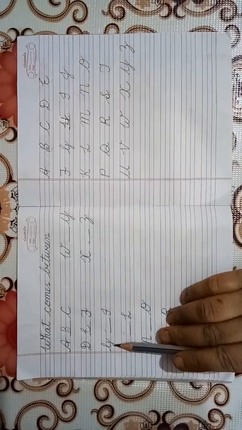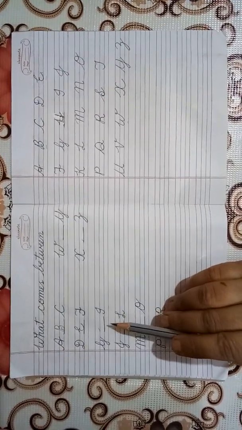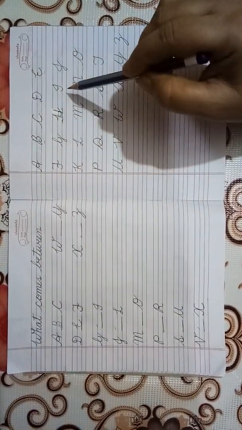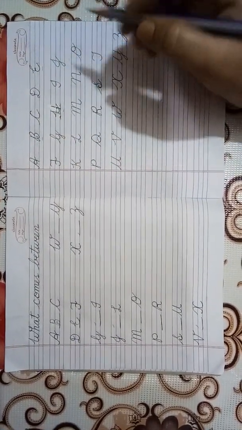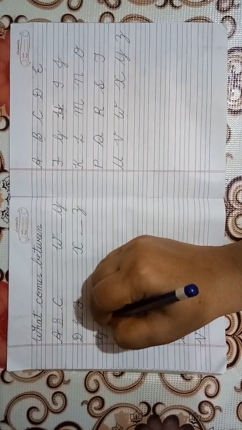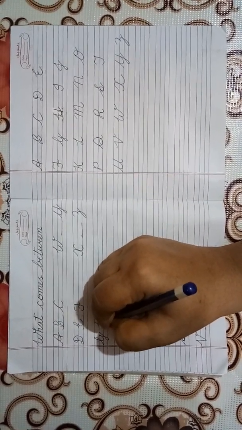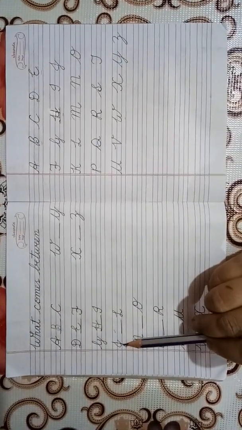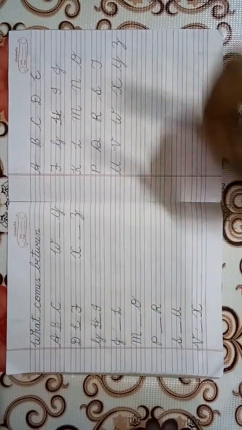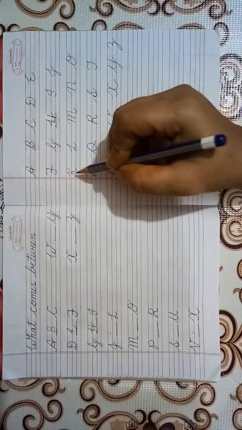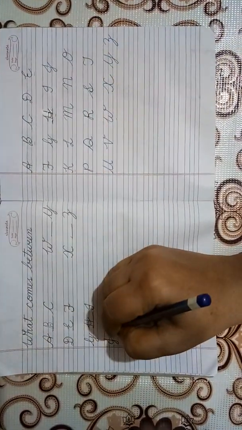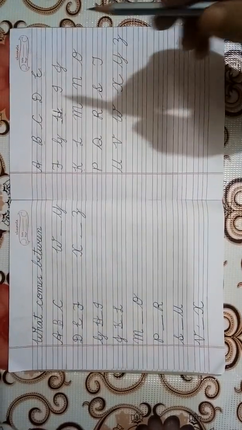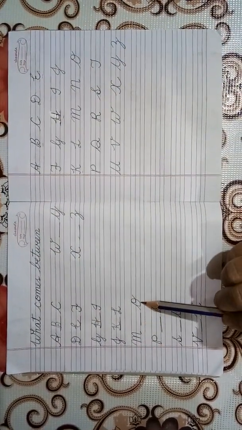What comes between G and I? Between G and I comes H. So we write H over here. What comes between J and L? Between J and L comes K. So we write K over here. What comes between M and O?